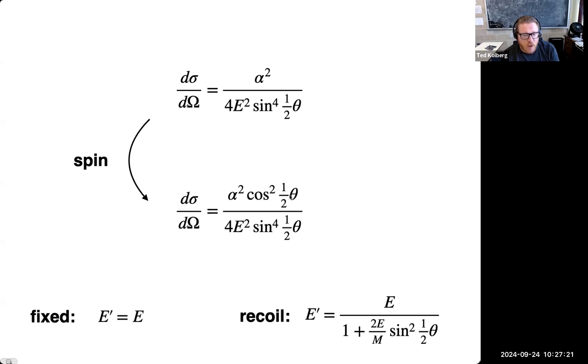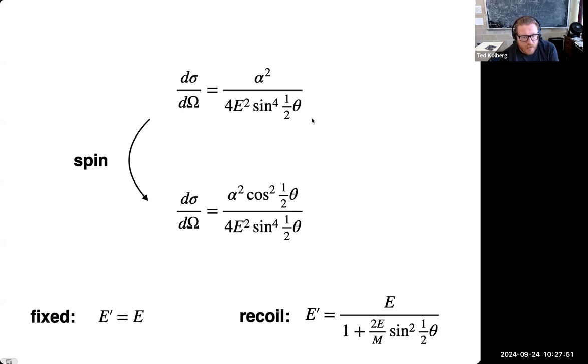That is, for small angle scatters, there's relatively little effect of the spin. But as we get to larger and larger angles, this cosine theta term, this correction increases. So it means that the effect of the spin on the trajectory of the particle is larger for large angle scatters than for small angle scatters. And otherwise it's the same. This is called the Mott cross-section formula.